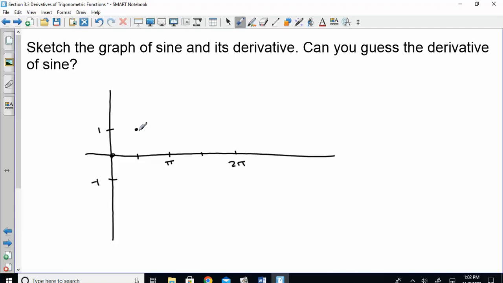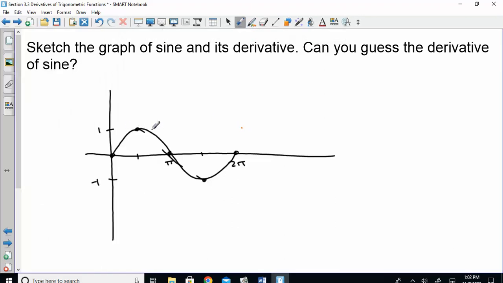Sine of 0 is 0, sine of pi over 2 is 1, sine of pi is 0, sine of 3 pi over 2 is negative 1, sine of 2 pi is 0. So there is my graph of sine. Now I want to take what we know about derivatives and try to draw its derivative.